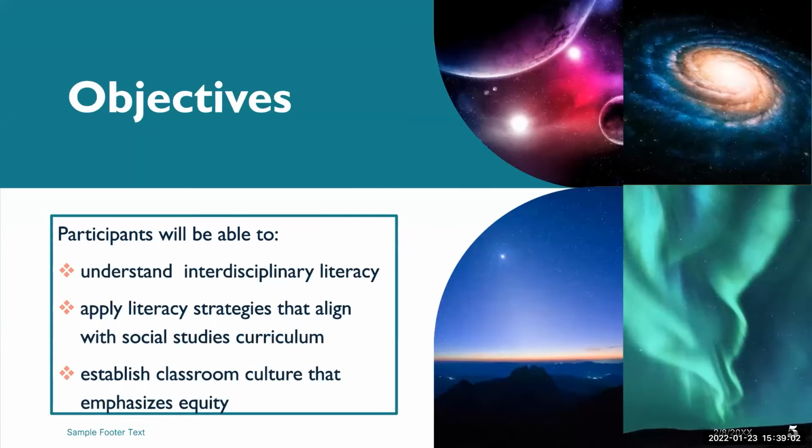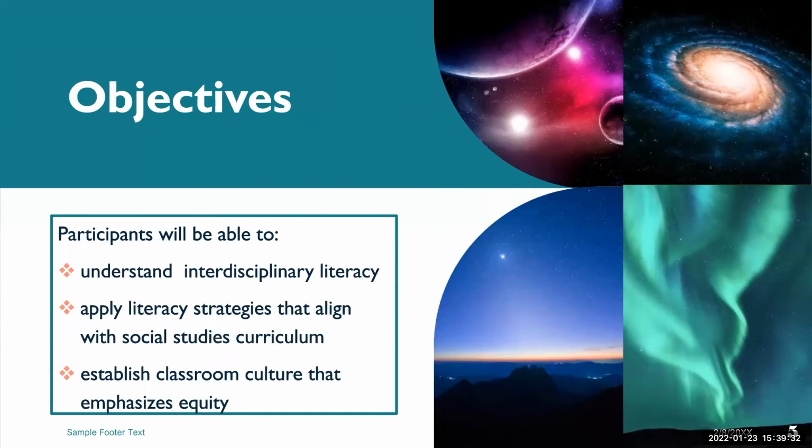So welcome back. We hope you enjoyed that engagement activity. Right now, we'd like to go over the objectives and the agenda for this workshop. So the objectives are that participants will be able to understand interdisciplinary literacy, apply literacy strategies that align with social studies curriculum, and establish classroom culture that emphasizes equity.